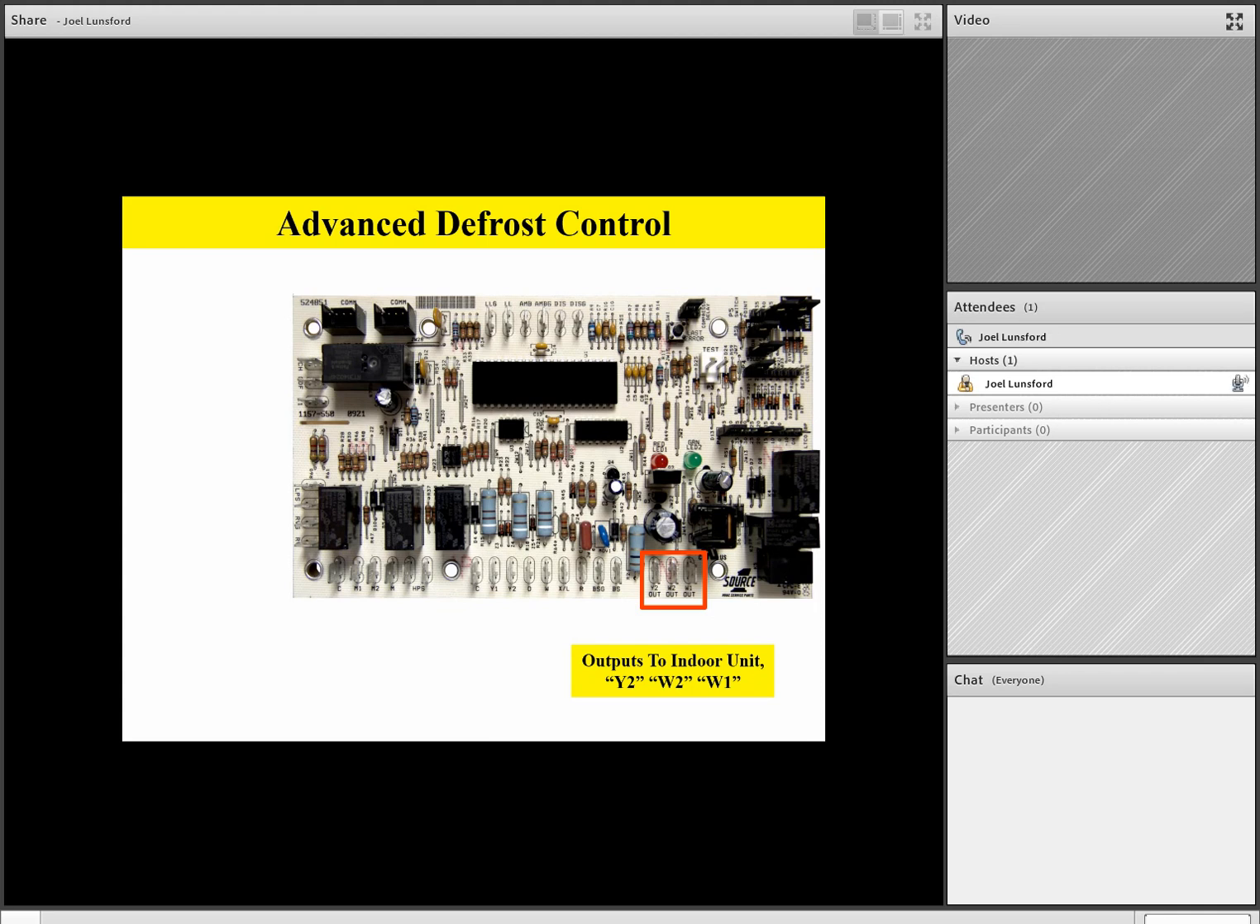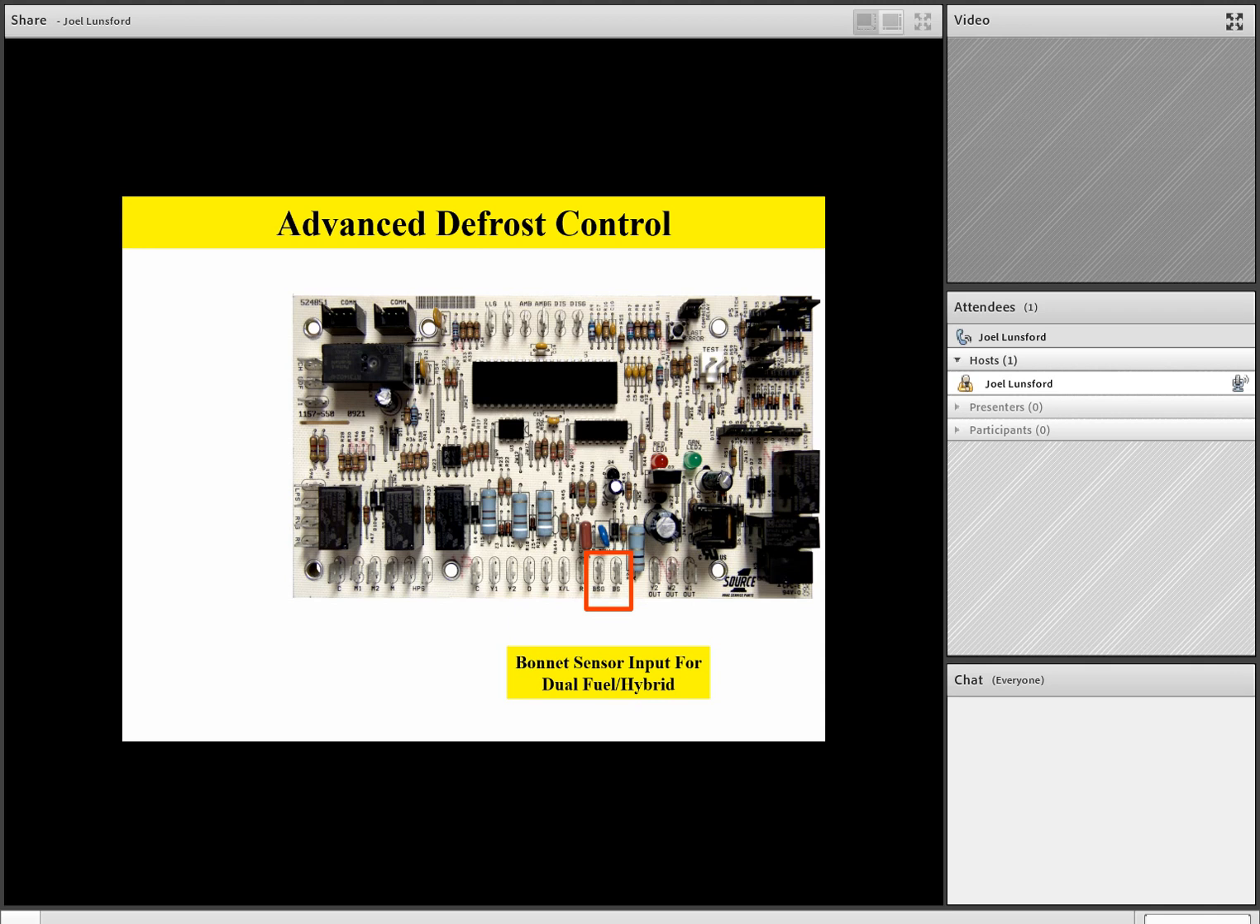As we move around the board, we see we have a BS or bonnet sensor input, and this will be utilized if you have a dual fuel, or more specifically, if you have a furnace with a heat pump outside. You have the capability of having an optional bonnet sensor, which is going to actually look at supply air temperature from the furnace in the heating mode of operation.